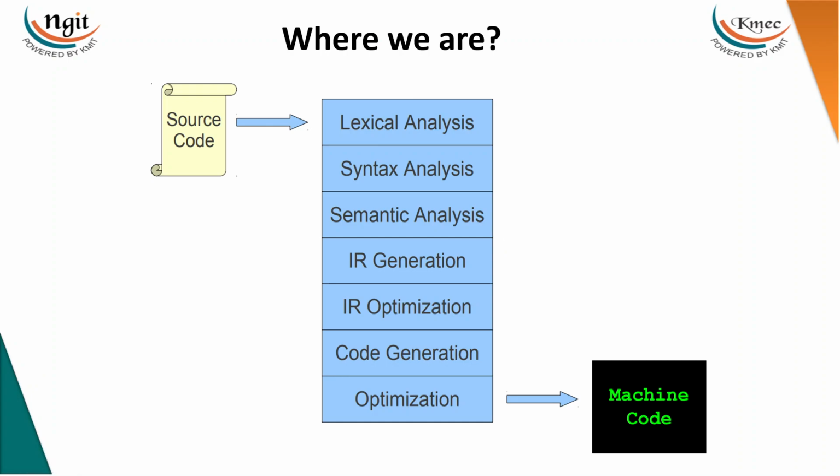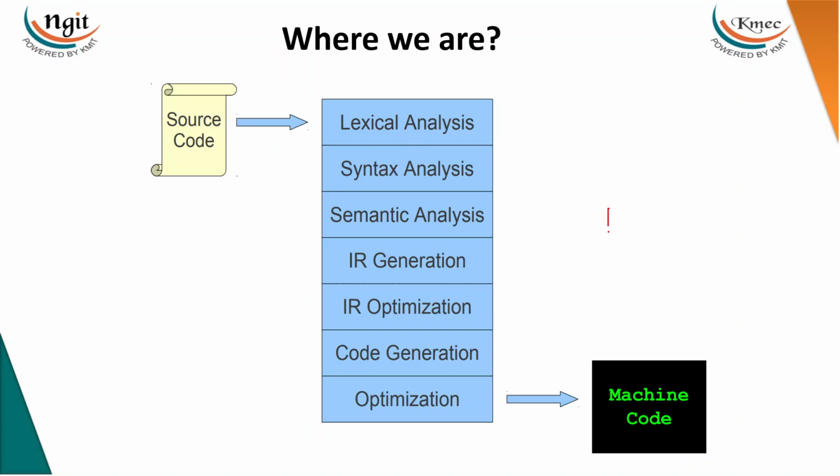So first, where are we? The compiler is divided into 7 phases: lexical analysis, syntax analysis, and so on. The main aim of the compiler is converting source code to machine code. While converting, if an error occurs, what will happen?